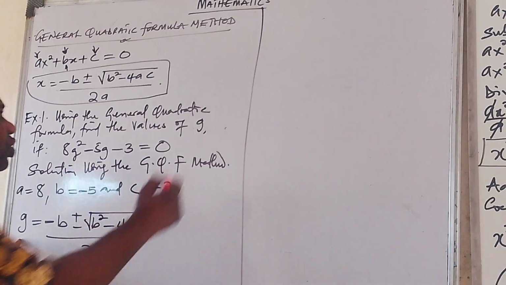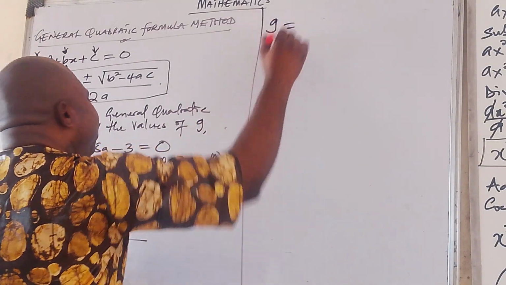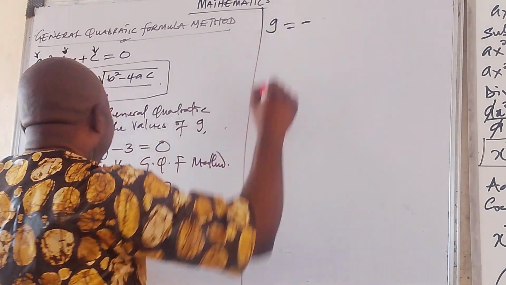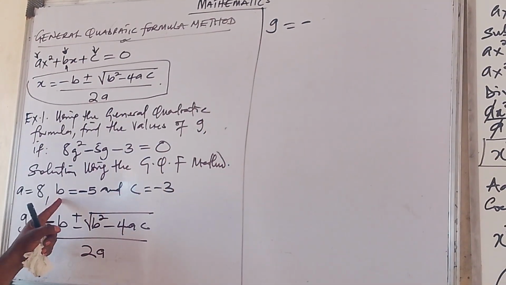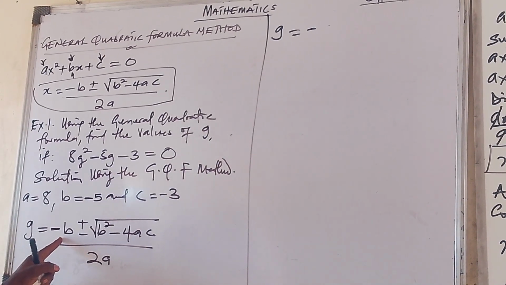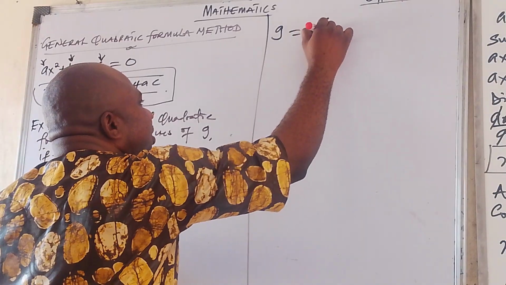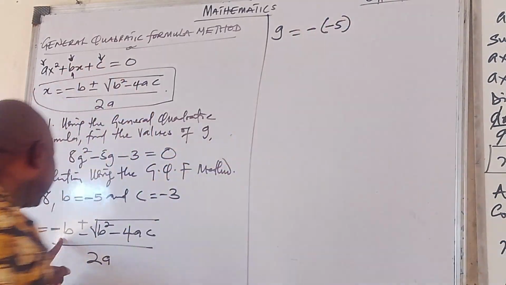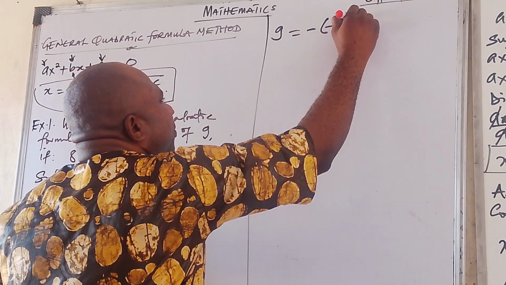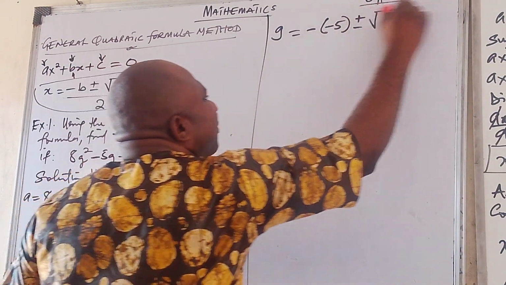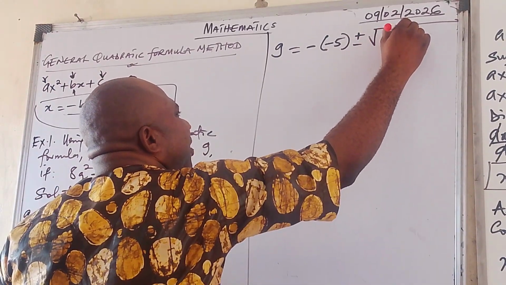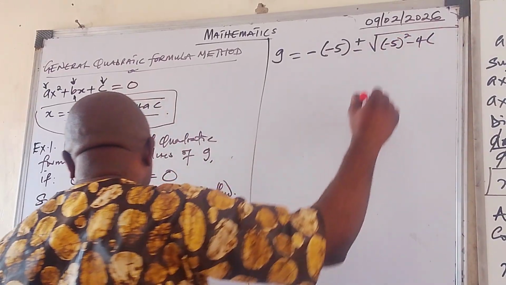So it means the value of g will be equal to, now let's look at this. We have minus in the formula. This is the minus. Now b, the value of b is minus 5. Remember the formula is also carrying minus. So because we have two minus, I'll use bracket to separate the other one. So we have minus 5. Yes, b is minus 5. Then we have plus or minus. Then we have the square root of b squared, which is minus 5 squared, minus 4ac.